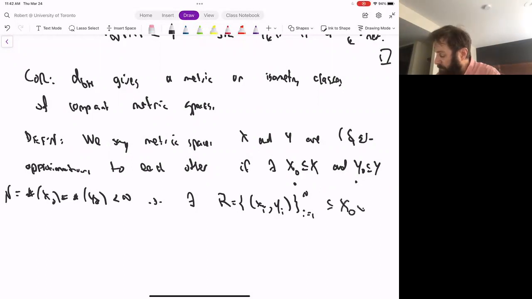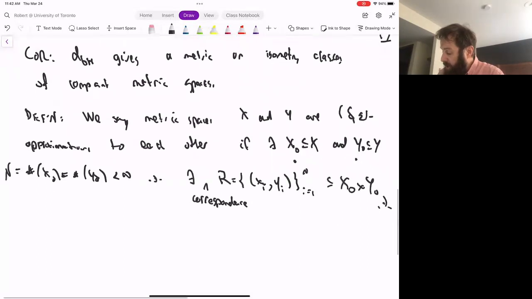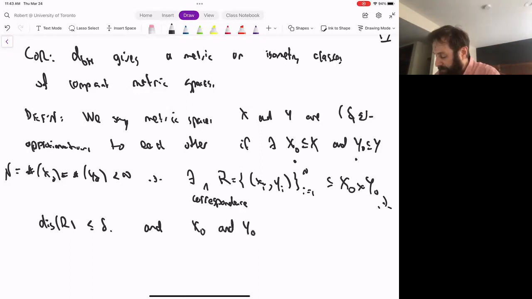And this should be a correspondence. So in other words, every x in X naught and y in Y naught should be used at least once in this correspondence, with distortion less than delta. And so that's where the delta comes in. Delta's the distortion, and epsilon: X naught and Y naught are epsilon nets in their respective sets. Sorry, in X and Y respectively.